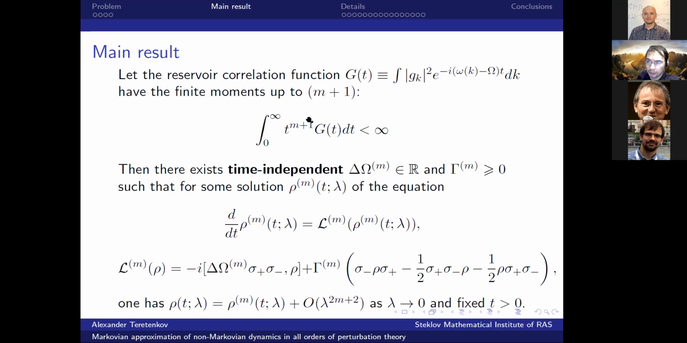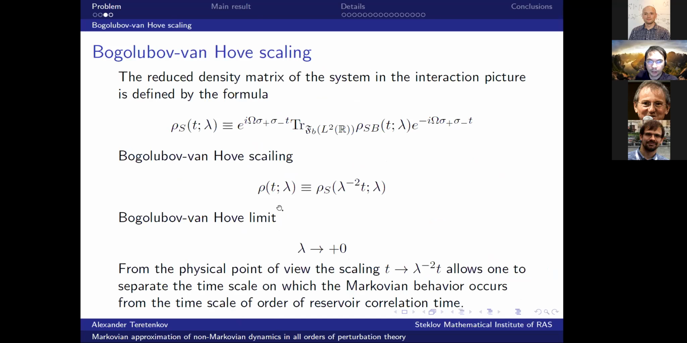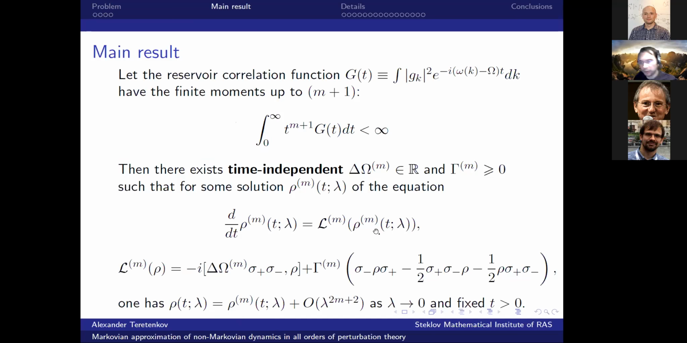If arbitrary moments exist for the correlation function, then you could derive these equations with arbitrary asymptotic precision. But what is important is that I work exactly with this rescaled-in-time density matrix. I remind you that rho of t and lambda actually has this time rescaling. So it is very important for these equations to use Bogolubov-van Hove rescaling in the perturbation theory.